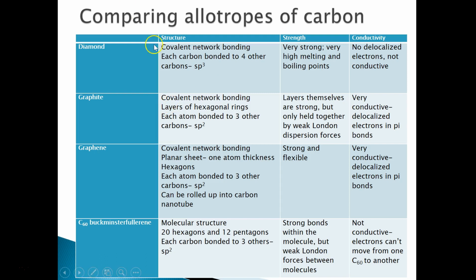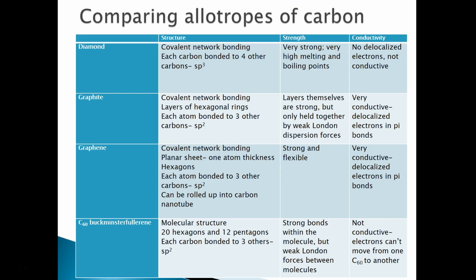All right, so in diamond, you have what's known as covalent network bonding. So what that means is we have covalent bonding, but it's not individual molecules that we see. Right? We see basically atoms bonded to each other on until essentially infinity. Right?